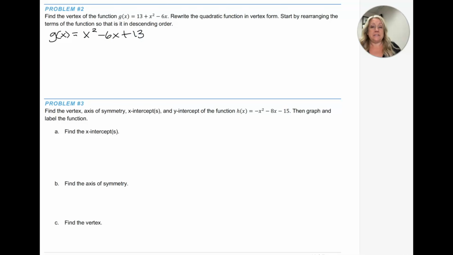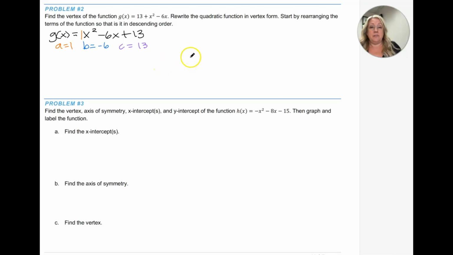Alright, so now it's in descending order, and we want to find the vertex so that we can write it in vertex form. So to do that, let's identify our A, B, and C again. So we can see here that A is 1. That coefficient out in front of our x squared is just a 1. Our B is negative 6, and our C is 13.